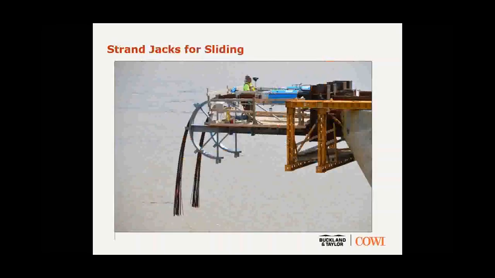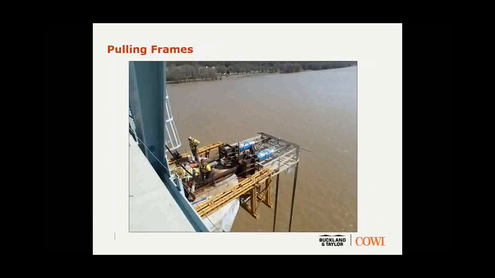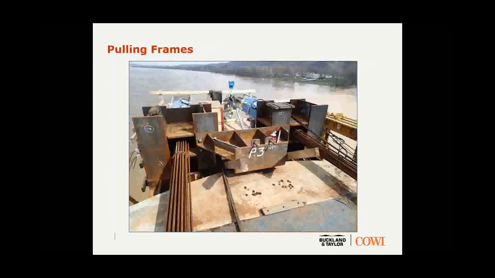A little closer shot of the platforms hanging off the upstream end of the piers for the strand jacks and the operator there. And another picture of these pulling frames that are carrying the strand jacks. In this picture of the pulling frames, you can also see a bumper that's been installed with the letters P3 printed on it. That's Pier 3. That's basically the stopping point for when the slide was complete.